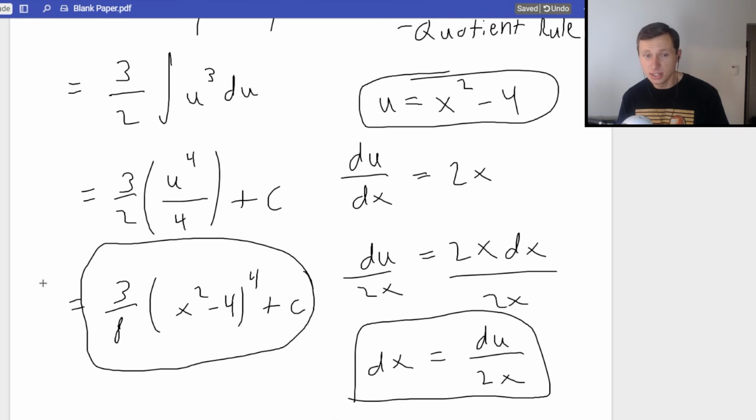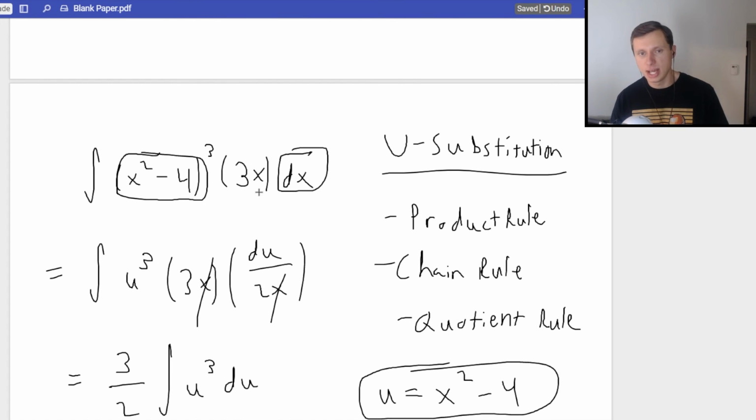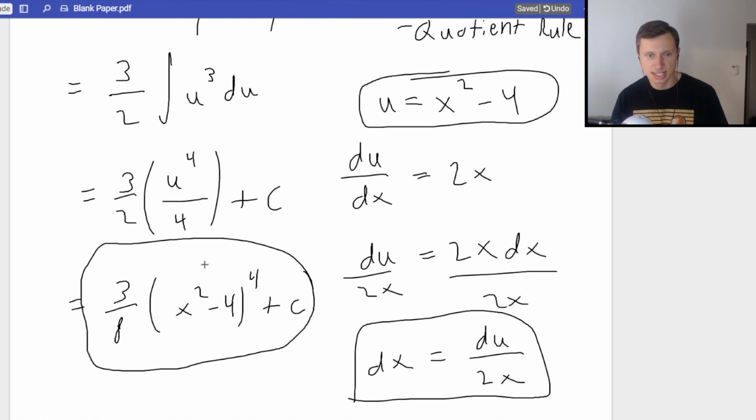And again, good news, we can check our answer by taking the derivative, right? Now, for this problem, I'm not going to lie, this is not easy to take the derivative, but if you were to take the derivative, you would end up with your initial problem in the integral, which was x squared minus 4 cubed times 3x dx. Any questions on that one? We're about to do a bunch more u-substitution problems.